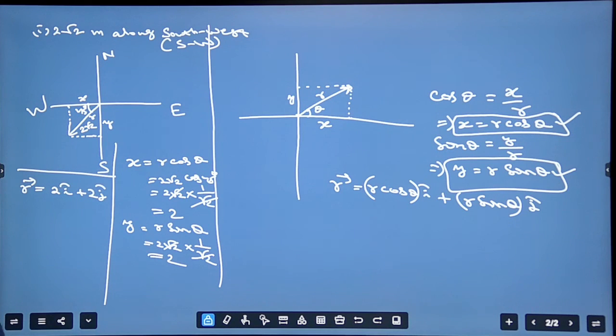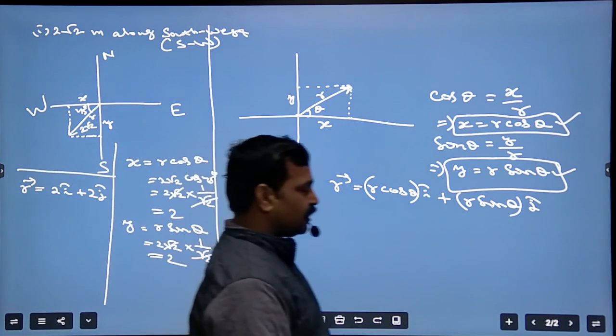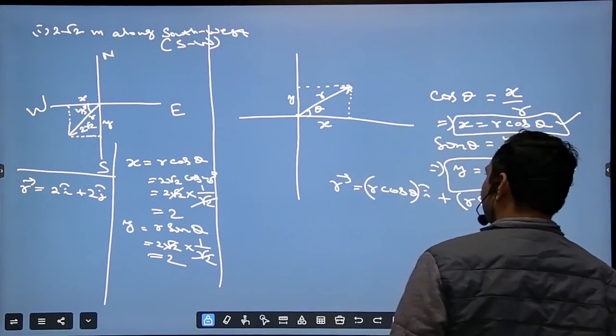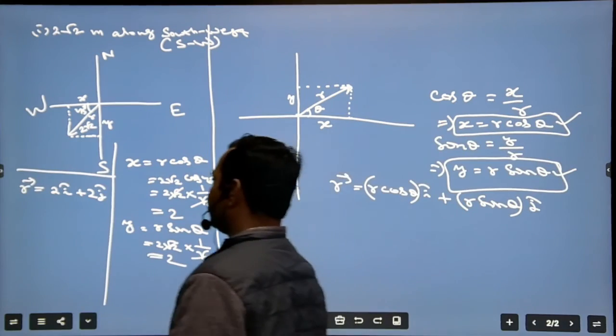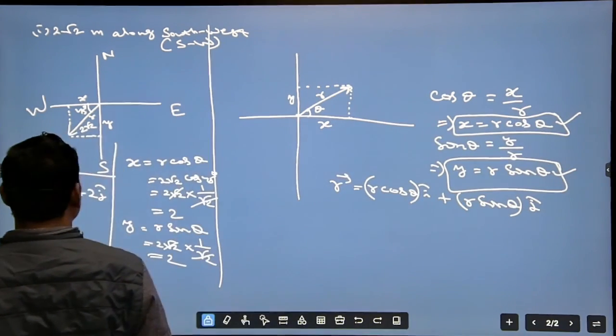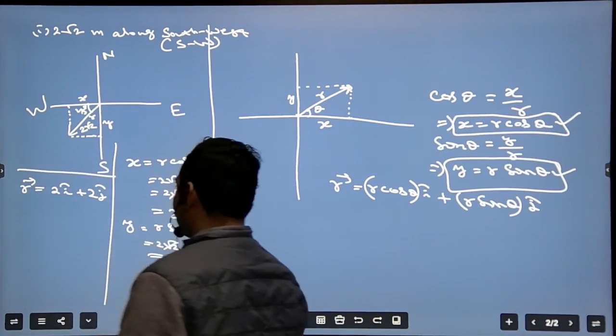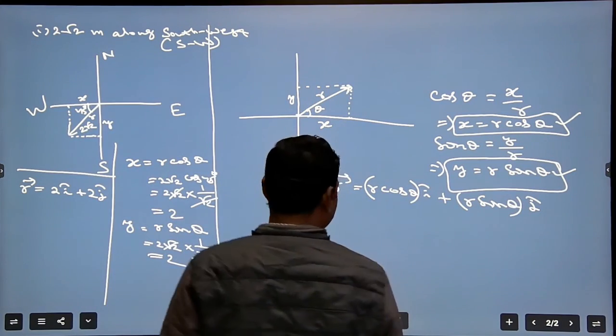So this is the simple way we can represent a vector graphically, if the directions are given, and also if the components are given. Okay, thank you.